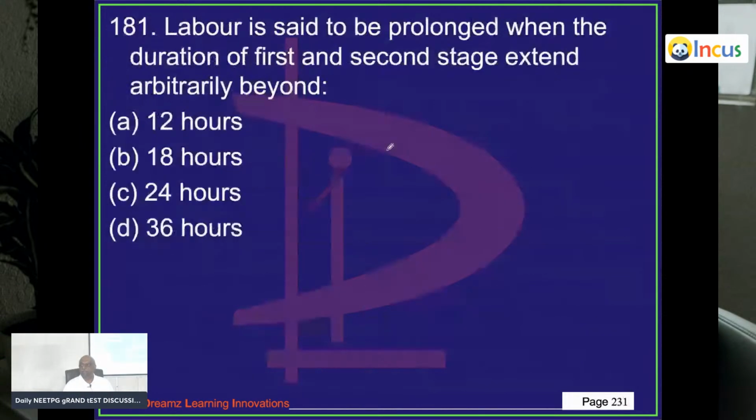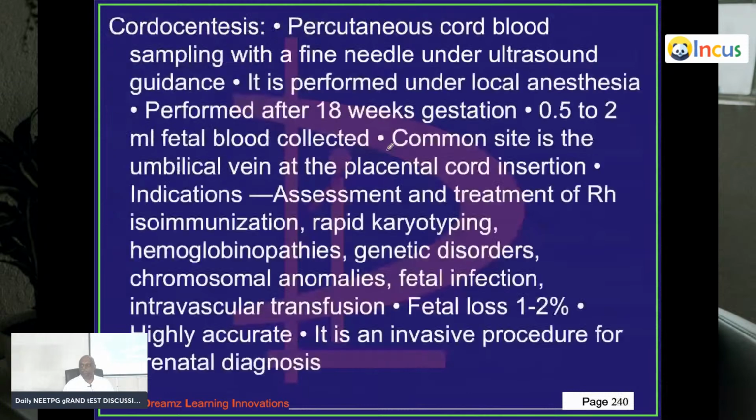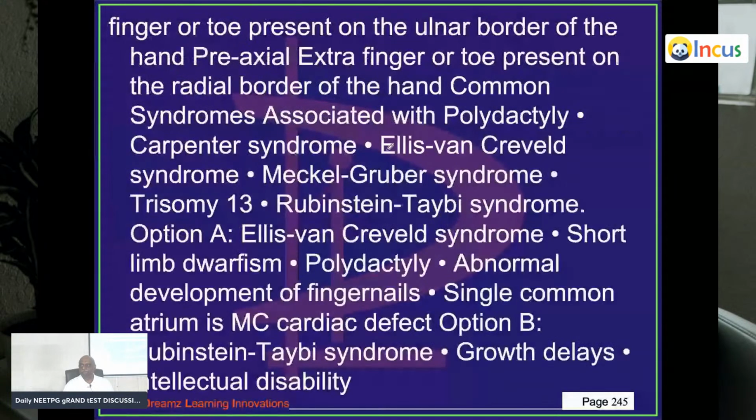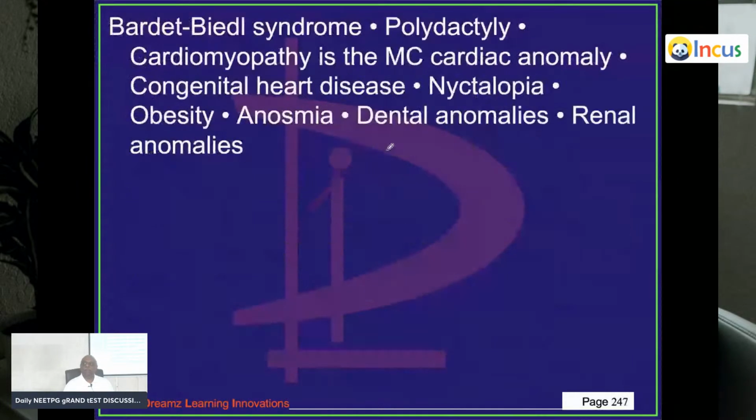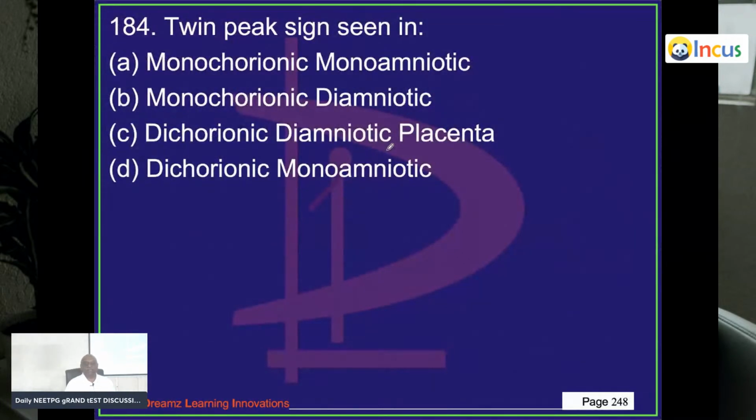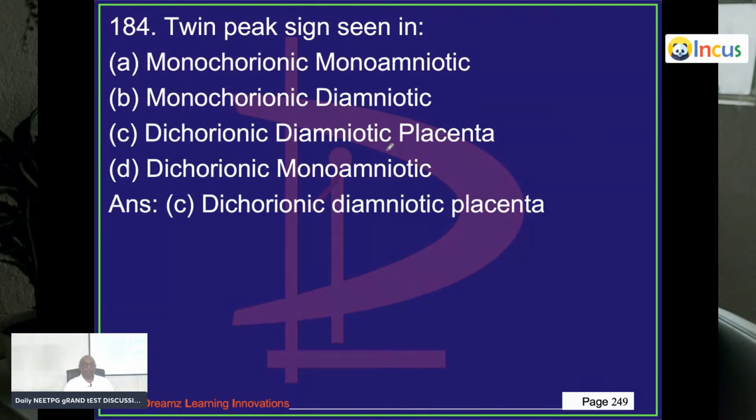Okay. What was the question number? All right. Then Twin Peak sign is seen in dichorionic diamniotic.